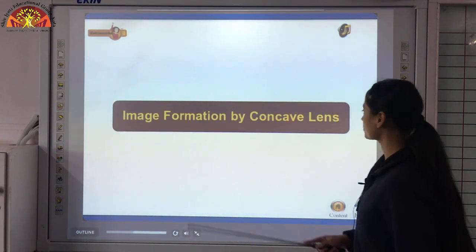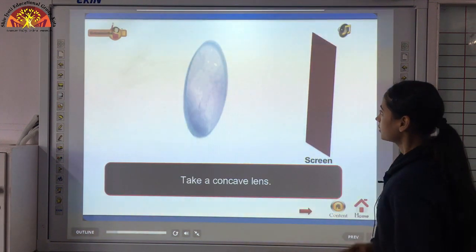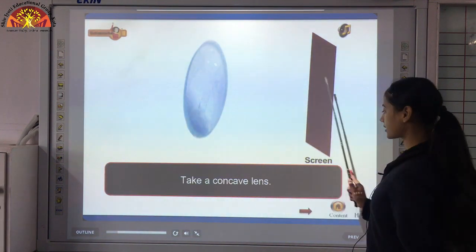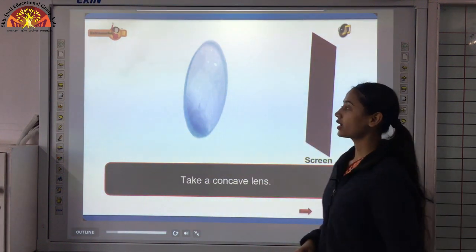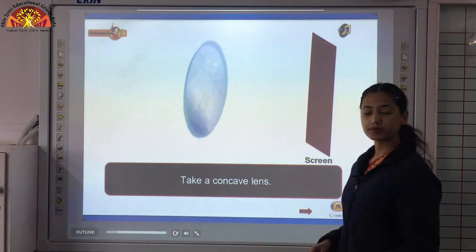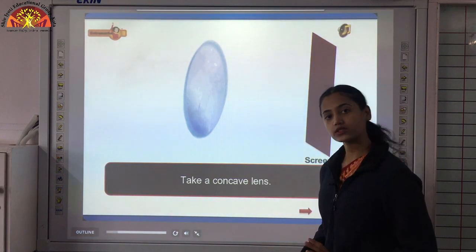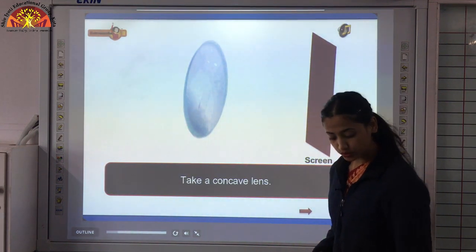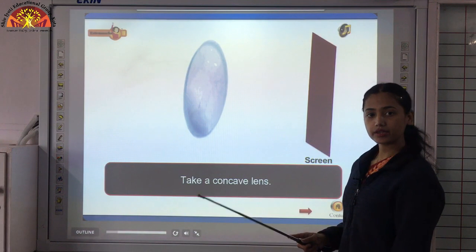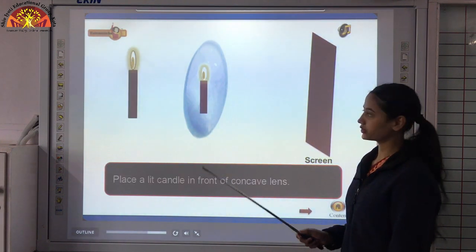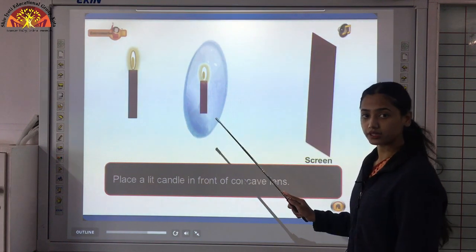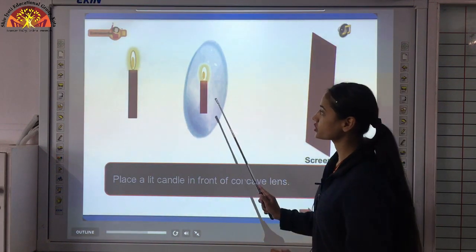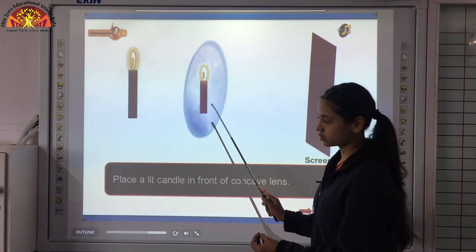Then image formation by a concave lens. We'll take a concave lens and a screen. Using your brain, as I told you, the image formed by a concave lens is always virtual and erect. So will we obtain the image on the screen? No, never. So the image of the candle will be obtained on the lens only, and you can see the image is erect and diminished.